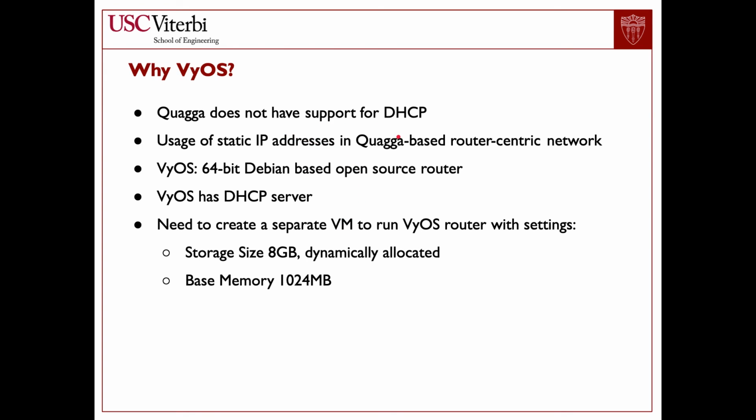Quagga does not have support for DHCP, so that's why we are statically assigning IP addresses on a Quagga-based router-centric network. VyOS has support for DHCP, and VyOS is a 64-bit Debian-based open source router. So we need to create a separate VM to run VyOS.